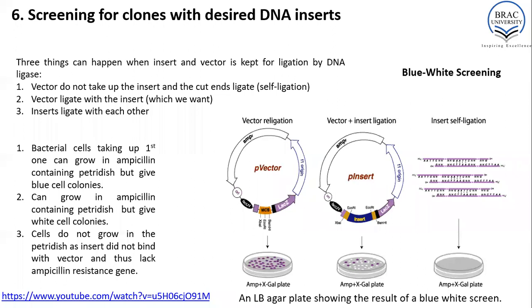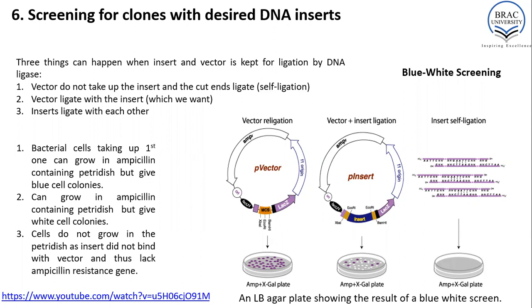So as I'm explaining the blue and white screening method, there are three scenarios that will come up. Number one, the vector is not taking up the insert and is religated, or self-ligation happened to the vector. Number two, the vector is ligated with the insert, which is the expected one, which we want. And number three, the inserts ligate with each other, which is very rare, but it could be a possibility.